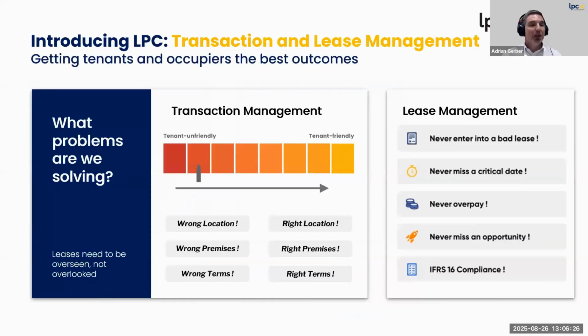Next slide. So when it comes to property transactions, tenants can often find themselves at a disadvantage. That's what we like to show here with this barometer. On the left-hand side, it's very tenant unfriendly: wrong location, wrong premises, wrong terms. Unfortunately, this is where too many occupiers end up if they don't have the right representation.